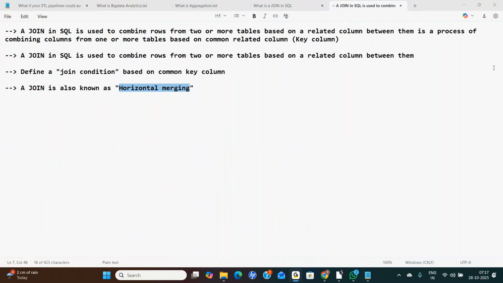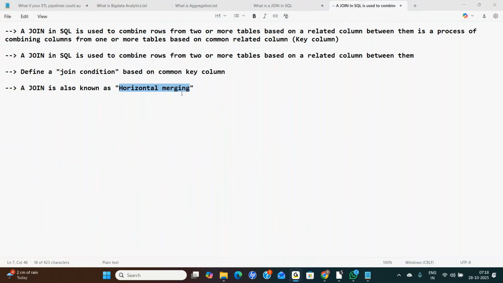Don't worry. So remember, a join is also known as horizontal merging. This is a terminology less commonly used by people, but very important. You just remember, in SQL, a join is also called horizontal merging.